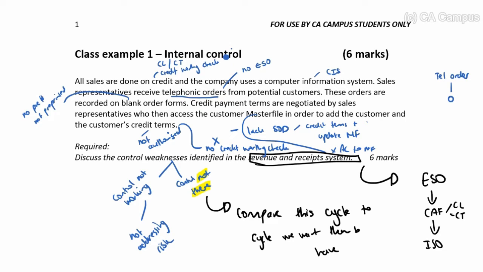What do I know? What do I want there to be in terms of controls? I want this internal sales order to be pre-numbered. I want the internal sales order to be authorized, as well as the credit application form authorized, which therefore means your credit terms and credit limits have been checked through the credit worthy check.